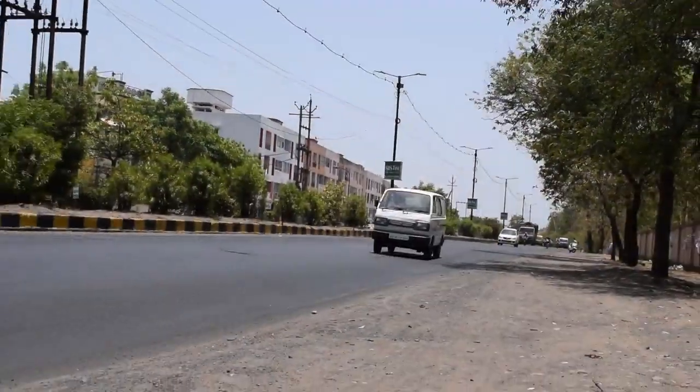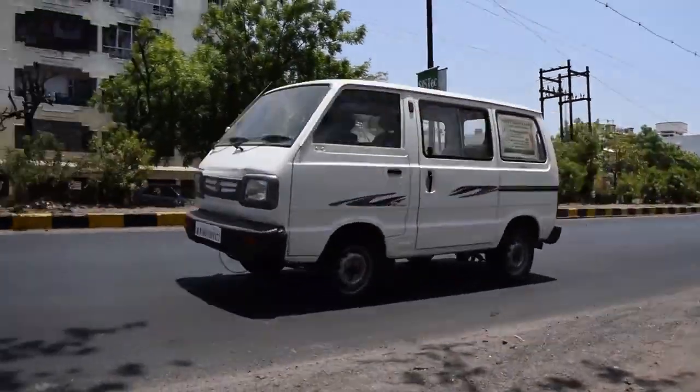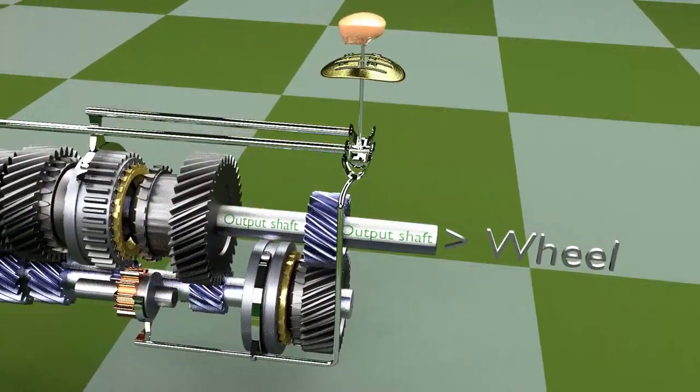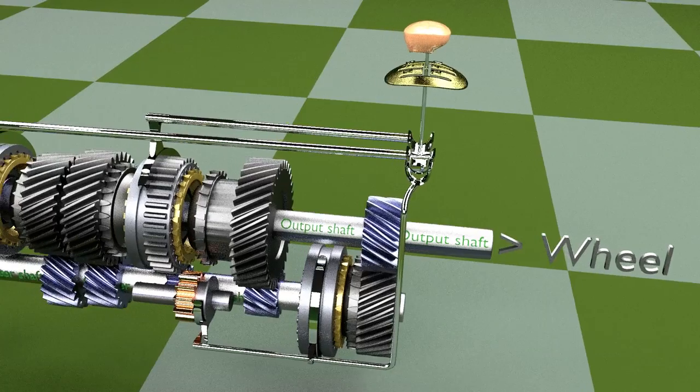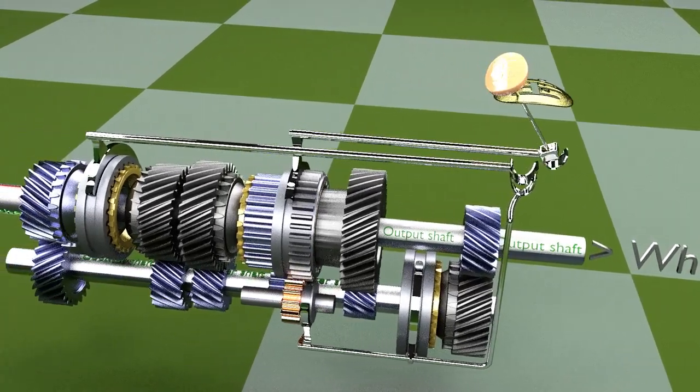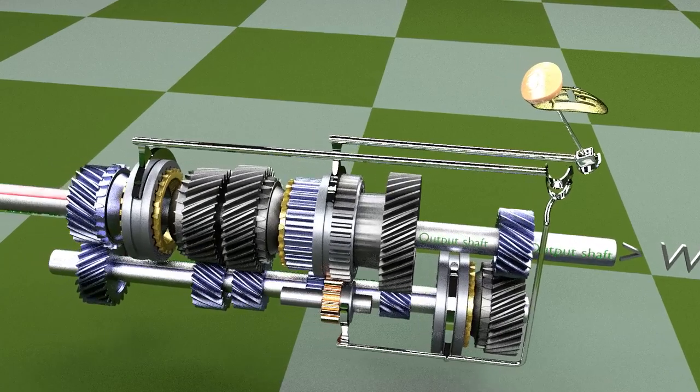The engine is not capable of working efficiently for such a wide speed range. Therefore, to permit this relative motion between the engine and the wheel, a set of gears called the transmission system or gearbox is used.